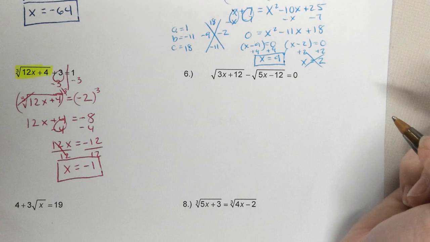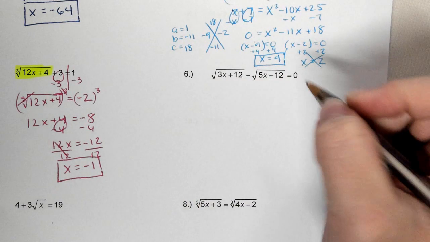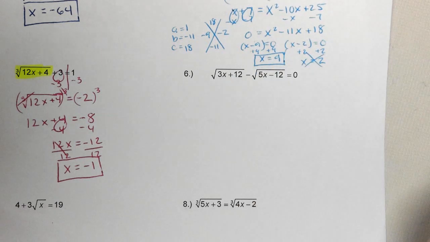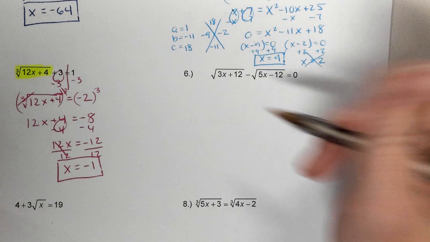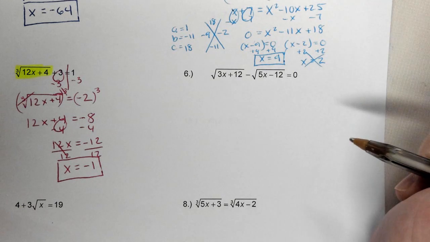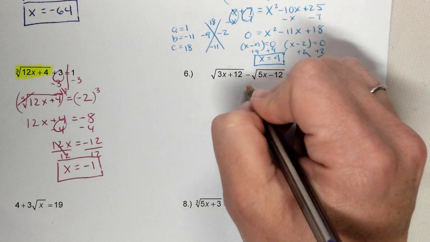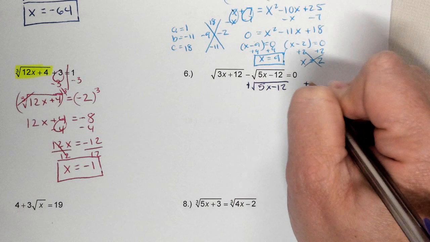Okay, now number 6, we have the square root of 3x plus 12 minus the square root of 5x minus 12 equals 0. A lot of people on this one wanted to go ahead and just square it, but you can't. You have to get a radical alone first. Okay, if you try to just go ahead and square it, you're giving yourself way more work than you have to. So we're going to get rid of the negative radical by doing plus. What I do to one side, I have to do the other.